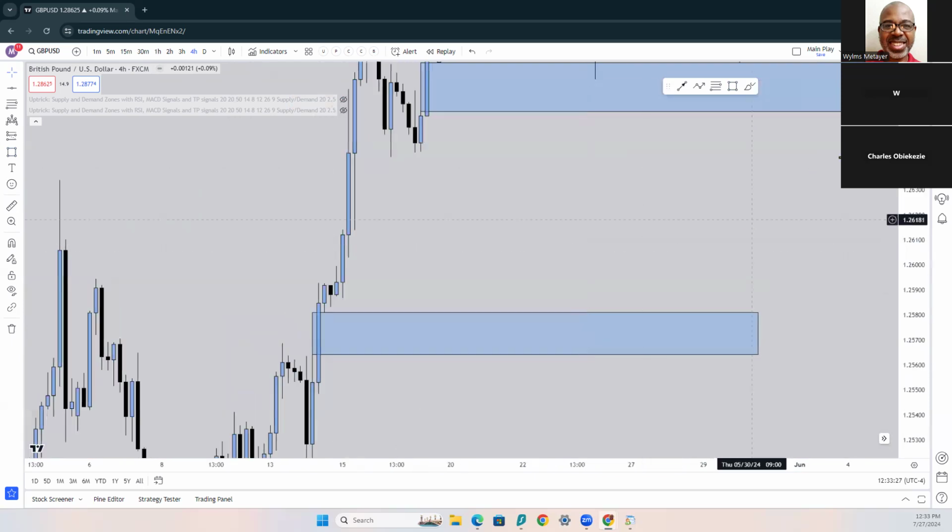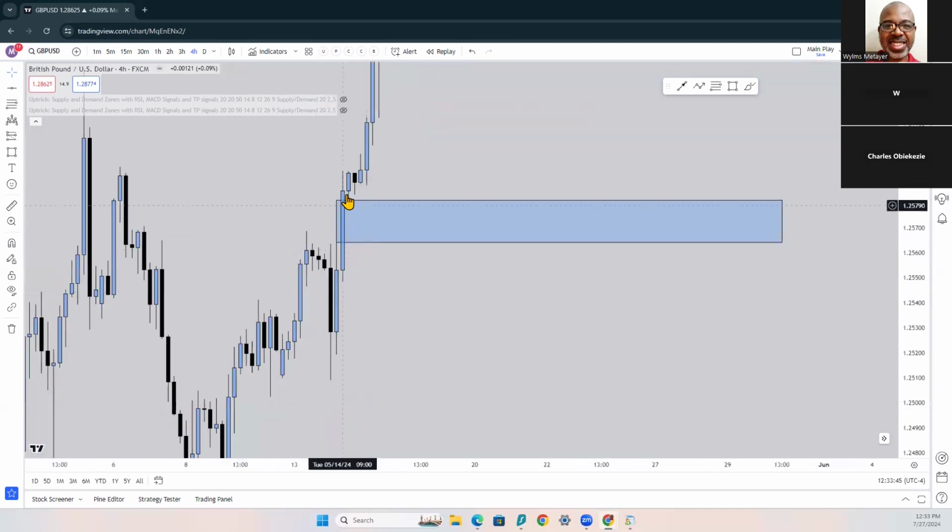Okay. And you'll notice that this wick and this wick did not create a gap, even though there's a strong blue candle right here. It came back and filled the gap, as you can see. So there's no gap there. You don't have to worry about this one because it filled the gap. But these two did not fill the gap, right?